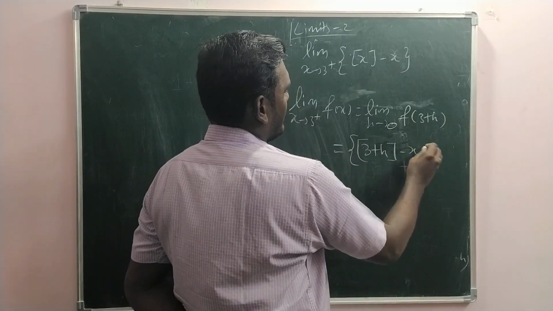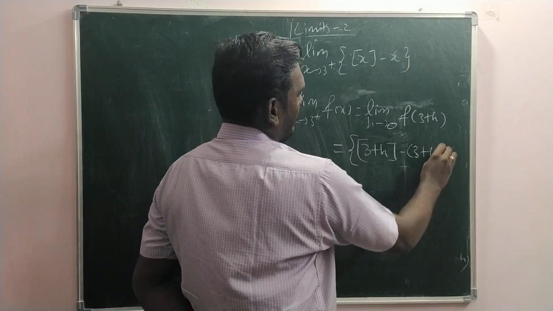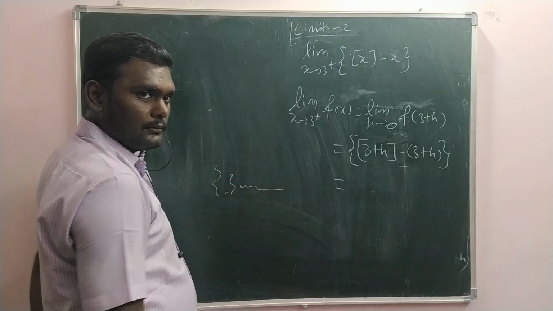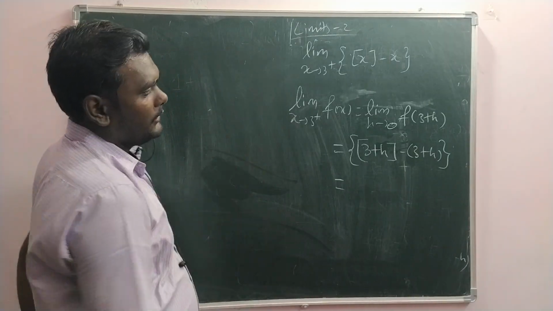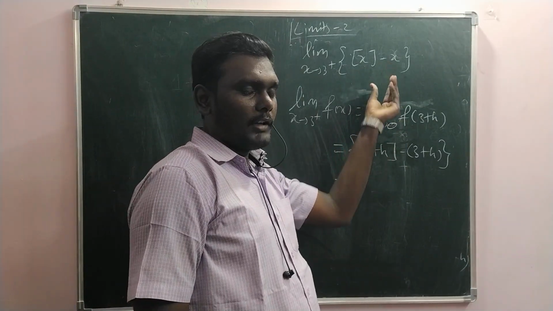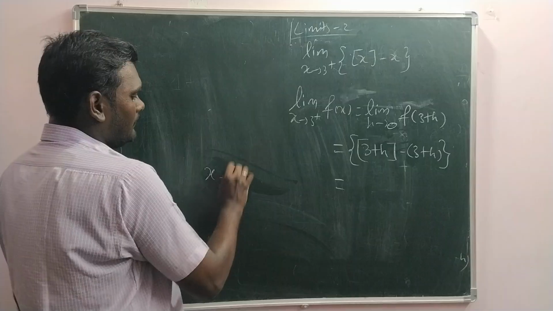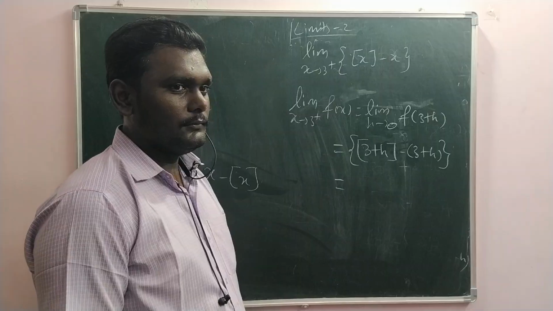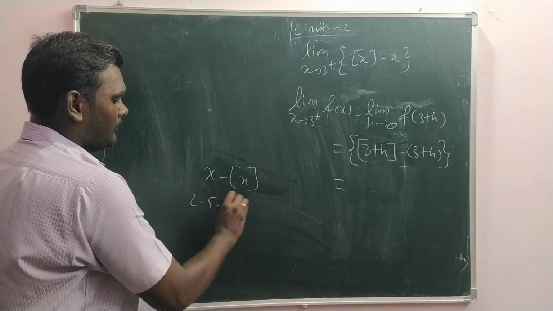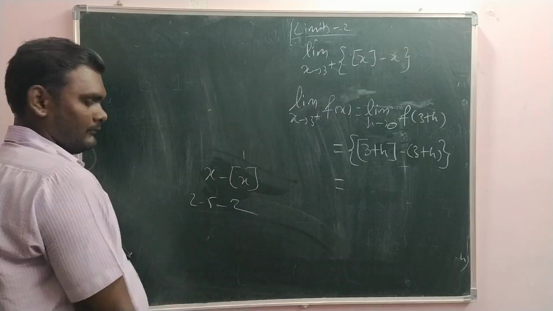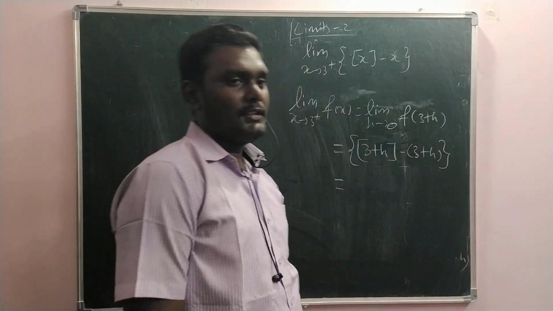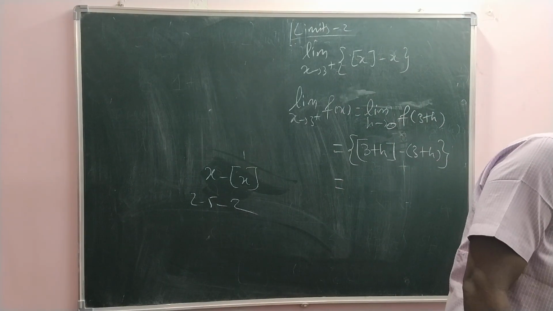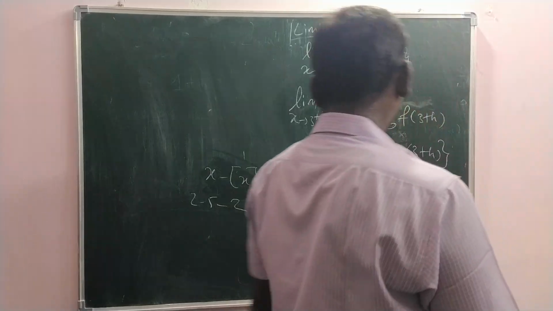No, that might not be the fractional part function, because it is not mentioned, right? Like how I explained, the fractional part function is x minus floor x. For example, 2.5 minus 2 I get. Here it is simply a bracket. Suppose it is a fractional part function, they may give it as a fractional part function in the question. We'll see after solving this.